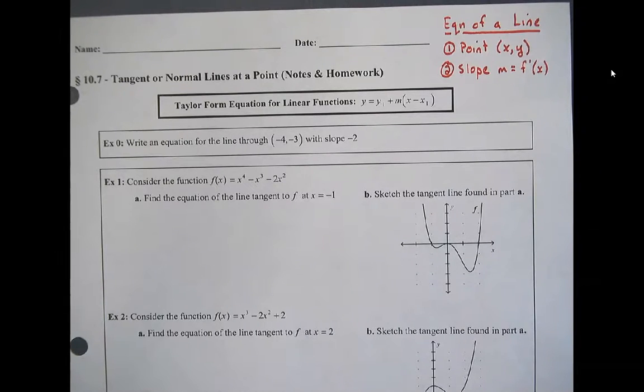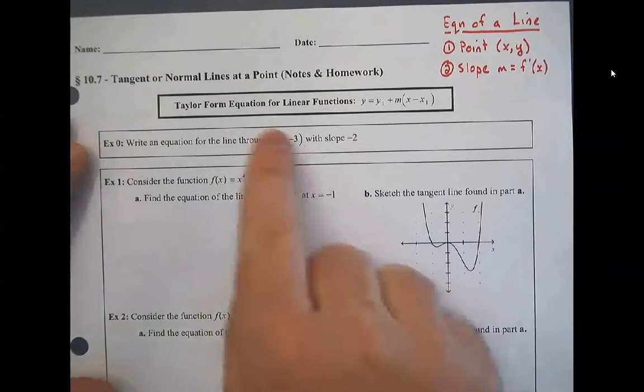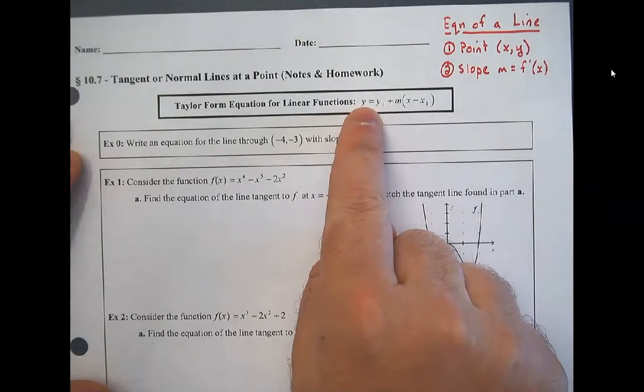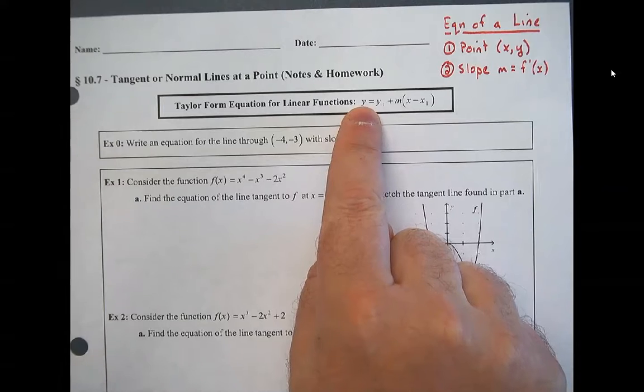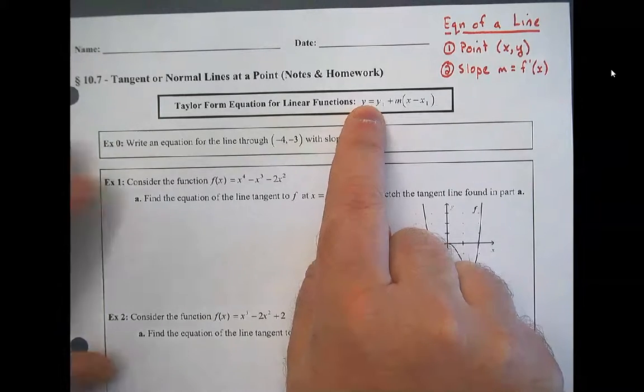Now you can write your equation in any form. So if you remember, we have slope-intercept form, we have point-slope form, we have standard form. The best form we've found, at least for calc, is to write it in what's called Taylor form. So Taylor form looks the same as point-slope form, except we move the y1 to the other side. The reason we like this form so much is because we could type it into our calculator. Our calculator always needs y equals, and this is set up to be y equals.